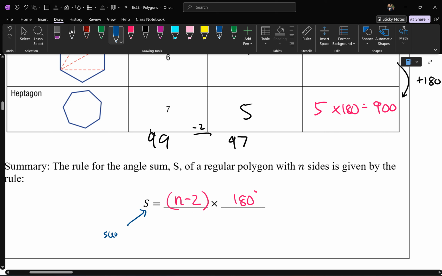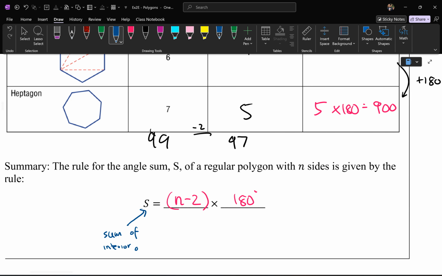So I'm going to write here sum of interior angle. That is equal to n minus 2, which just tells you the number of triangles. That's what it tells you. So number of sides that you have, whatever shape you got. Take away 2 tells you number of triangles.